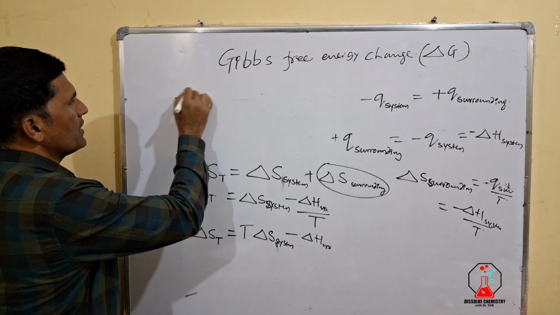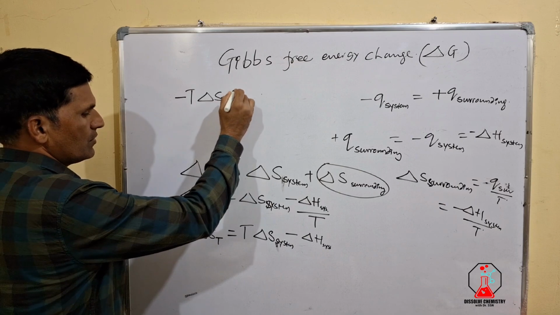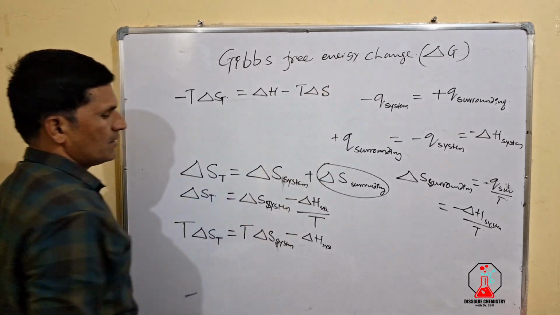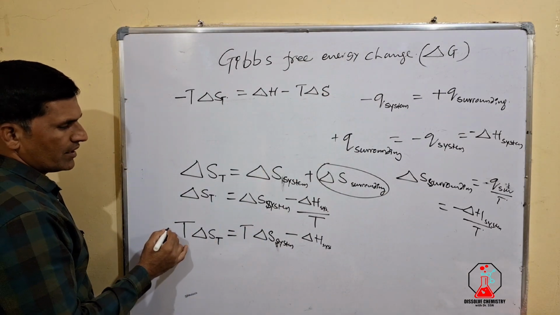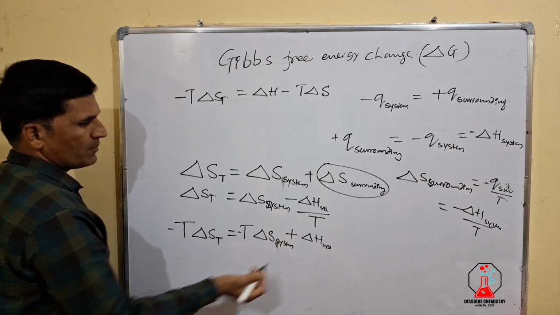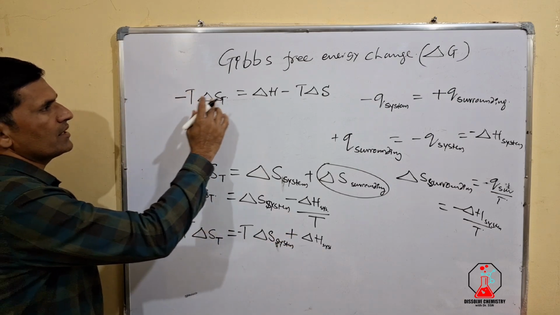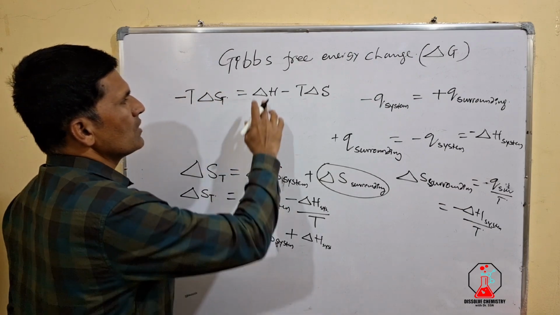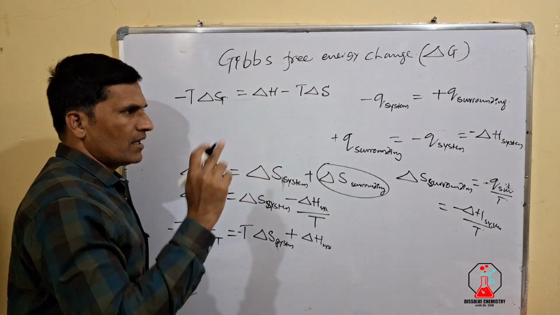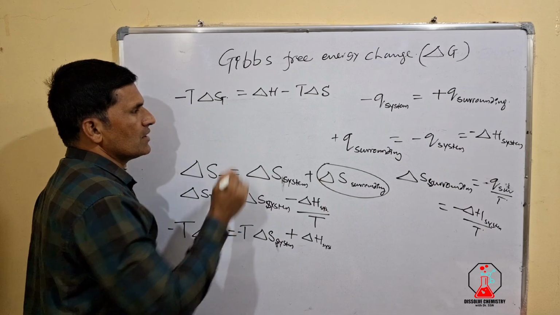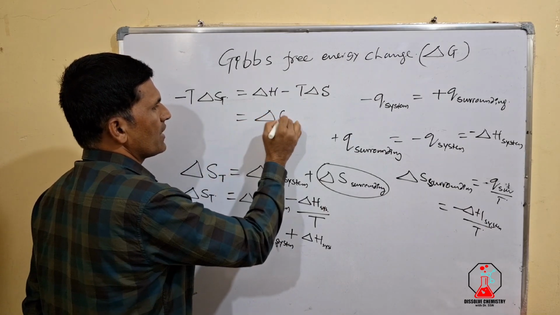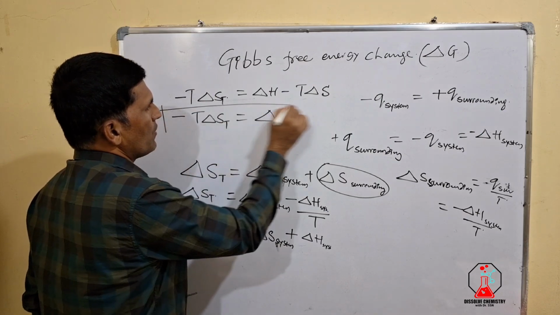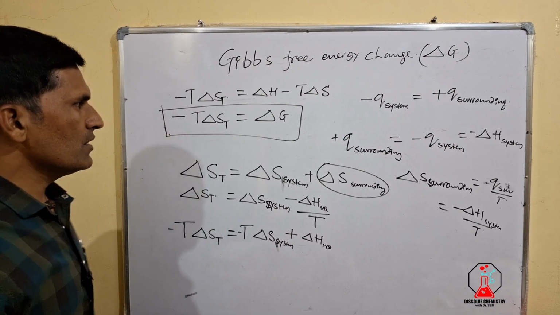So therefore minus T delta ST is equal to what you will be getting? Delta H minus T delta S. Okay, after changing sign on both sides, this will be minus and this will be plus. So therefore minus T delta ST, the product of temperature and total entropy change of the universe, is equal to delta H minus T delta S. Already we told you that delta G is equal to delta H minus T delta S. So therefore directly we will write, delta G is nothing but minus the product of temperature and change in entropy of the universe.